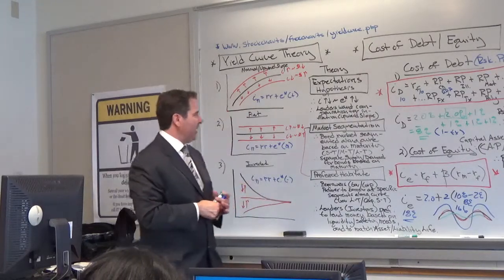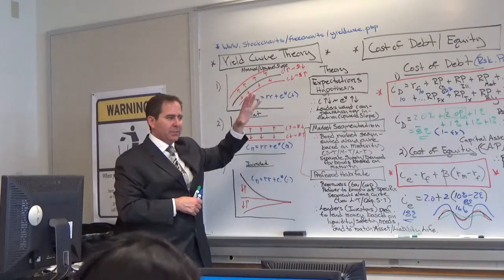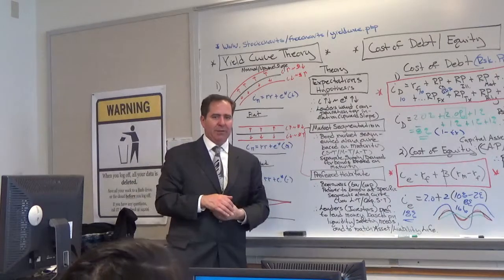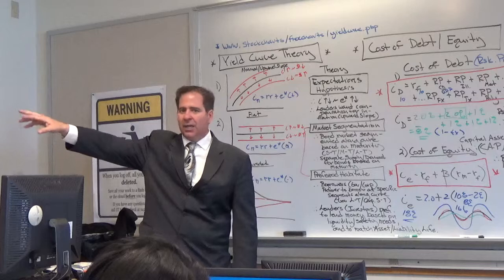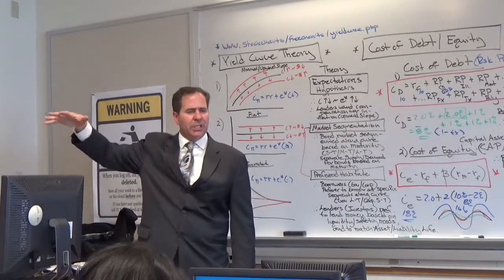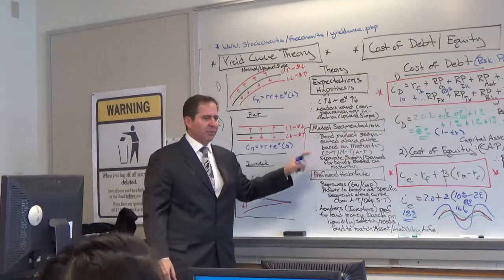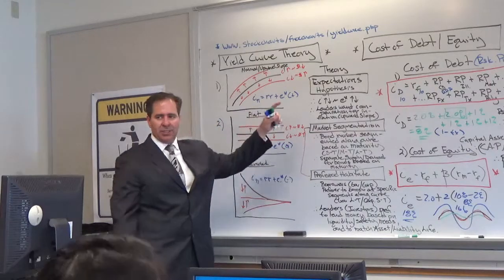So you can see that the curve is upwardly normal in most cases, but this market segmentation and preferred habitat theory could actually cause the curve, as you can see over there, to hump, either in the middle or hump at the bottom. So you can get distorted yield curves based on the market segmentation preferred habitat theory, but in most cases, the yield curve is going to be upward sloping.